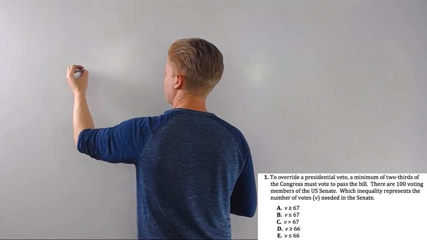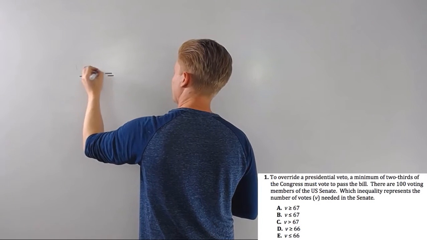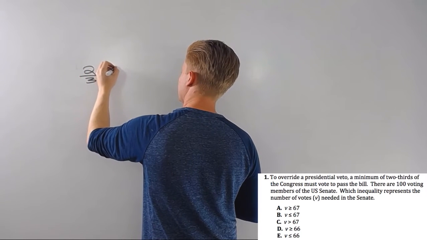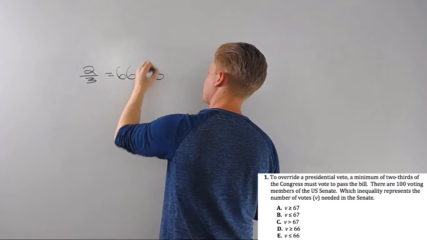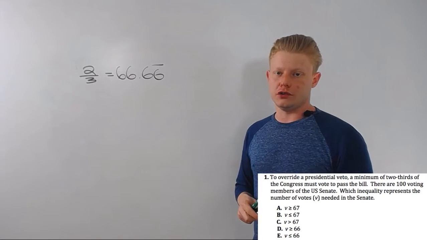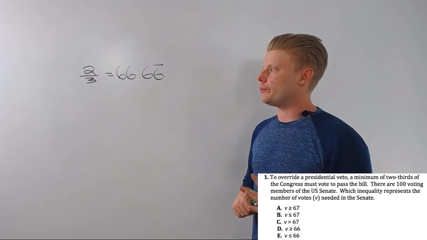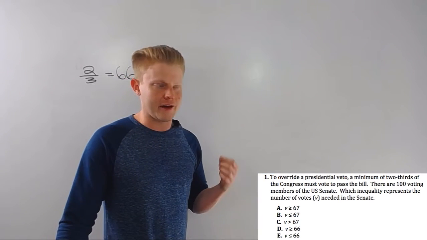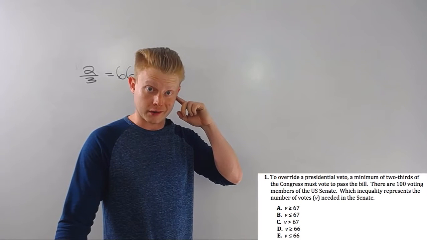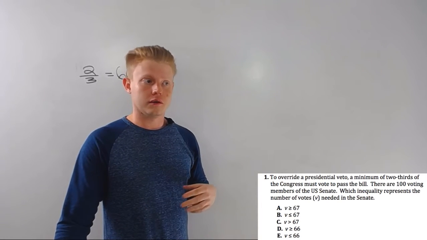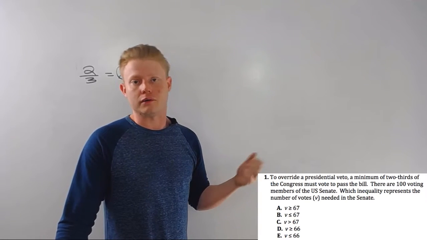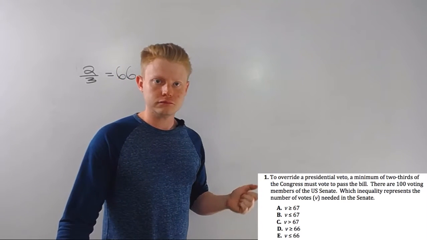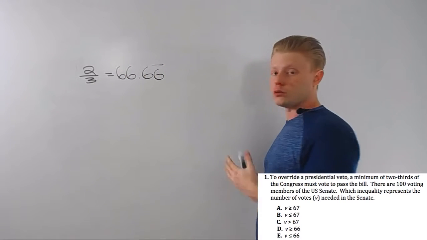So now we've got 2/3 of the senators' votes is equal to 66.66 repeating. We can construct two inequalities that would be correct here. Now, you've already realized this, I'm almost certain, but you can't have 0.66666 of a senator. You can't have 2/3 of a senator. This is a great opportunity for a bad political joke. I don't have one. So you can't have 2/3 of a senator. So it's got to be 67, right? You have to have 67 votes because you have to round up, right?